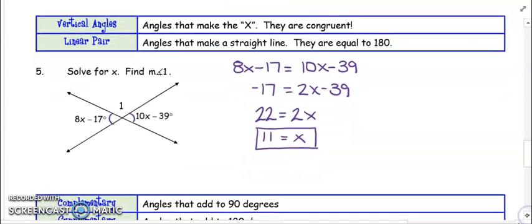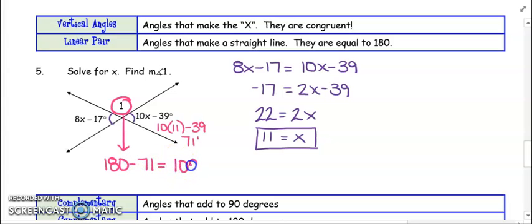Now I want to be able to figure out what angle 1 is. And in order to do that, I need to take that 11 and plug it back in. 10 times 11 minus 39 is going to give me 71 degrees. I'm interested in angle 1 though, and I know that angle 1 and the 71 degrees add up to 180. So all I have to do is say 180 minus 71. That's going to give me 109 is equal to the measure of angle 1.